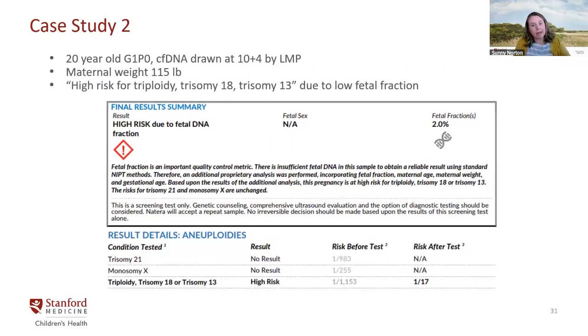So this result had been alarming for her. It looks like a high risk for potentially very severe conditions, but in her situation, it was a low fetal fraction, not due to one of these conditions, but due to other factors, specifically that she was just too early in pregnancy for there to be enough DNA.